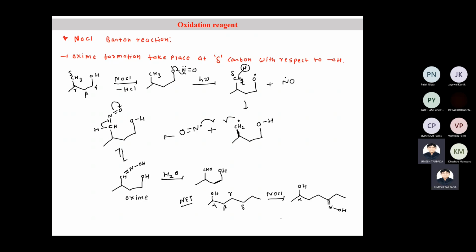It is a very good reaction. It has great application in compounds having an angular methyl group, like in cholesterol. That type of structure is there. So this reaction is very useful.